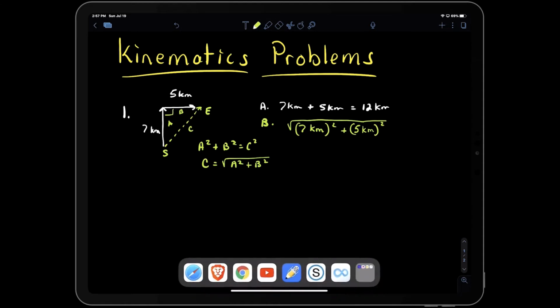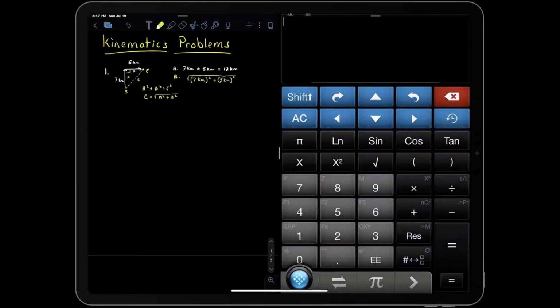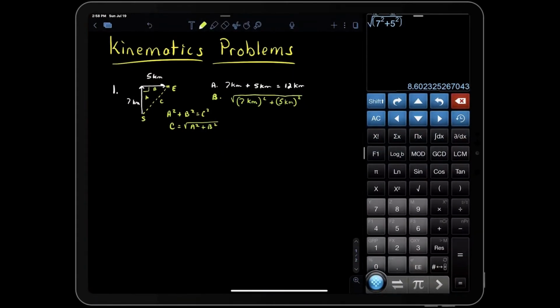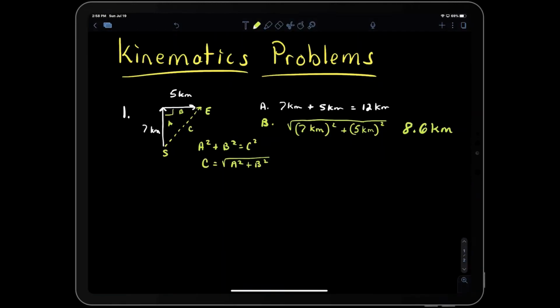We're going to put the calculator up here so we can see the best way to put this into your calculator. I'm going to hit the square root button, use a parenthesis, and go 7 squared plus 5 squared, close that, and it equals. So the displacement is 8.6. Put that in here: 8.6 kilometers.